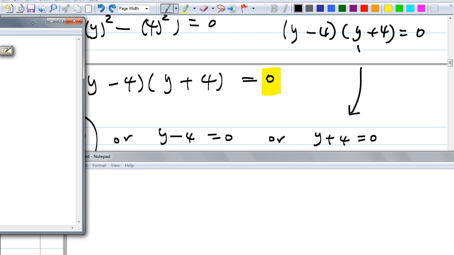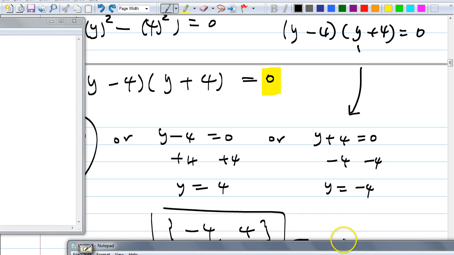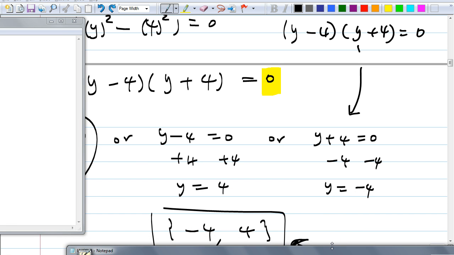So, of course, when you solve for y, you get y equals 4 or y equals negative 4, and there's your solution. Any question? There, you get 2 possible solutions. Any question there? Are you good? Yes. Yeah, when y equals negative 4, the whole thing will be 0. When y equals 4, the whole thing will be 0.